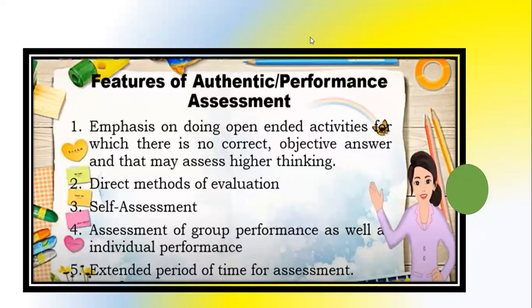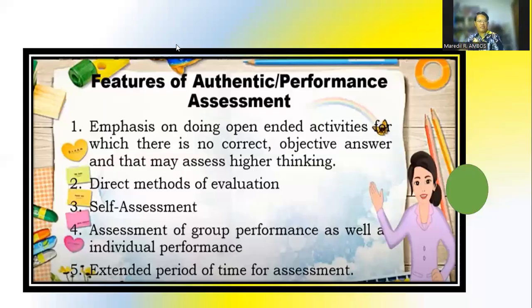Okay, so we have the features of authentic performance assessment. Here it emphasizes doing open-ended activities for which there is no correct objective answer and that may assess higher thinking. Number two is direct methods of evaluation. The third one is self-assessment. The fourth one is assessment of group performance as well as individual performance. And the last is an extended period of time for assessment. Supposing you have a performance assessment or performance task, students can continue that at home for a period of time, probably a day or two or three, and so on. So these are the features of authentic performance assessment.